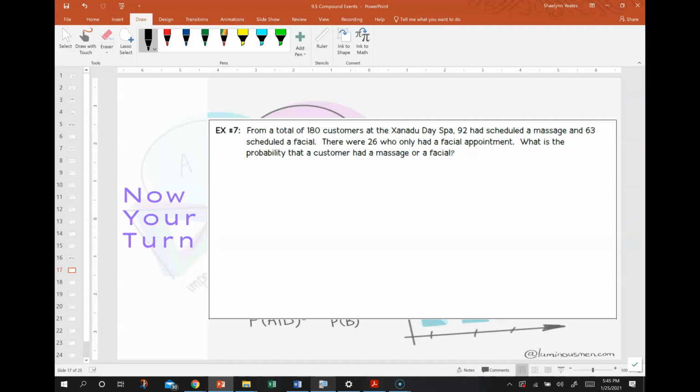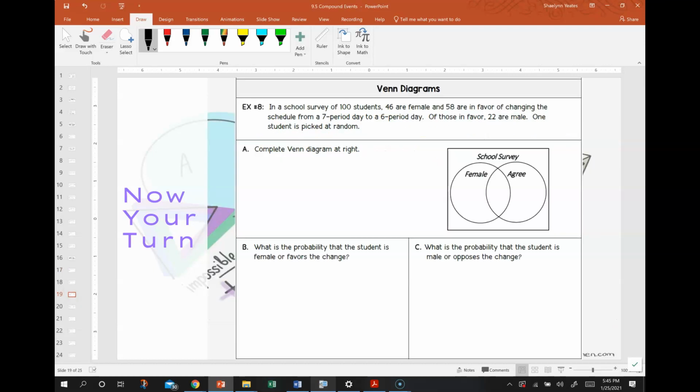Okay, so now I want you guys to do the same thing here on example 7. So you have to find the overlap, add together stuff, and subtract overlap. Then here, it's the same thing. It gives you a Venn diagram that you can fill out.